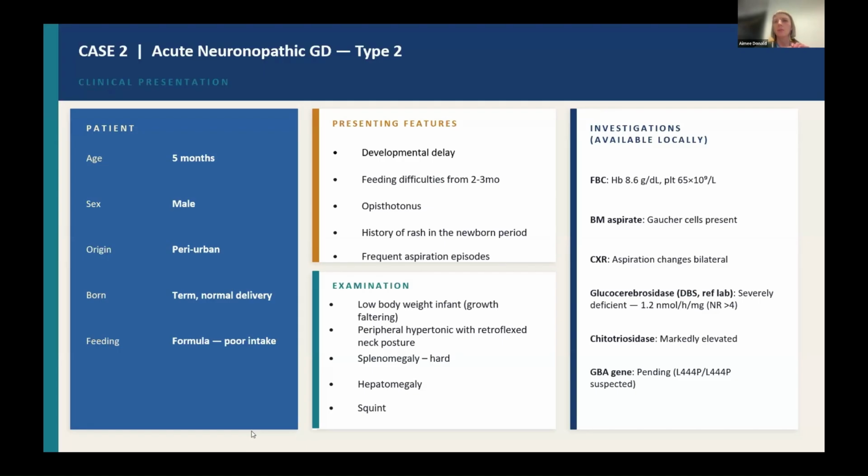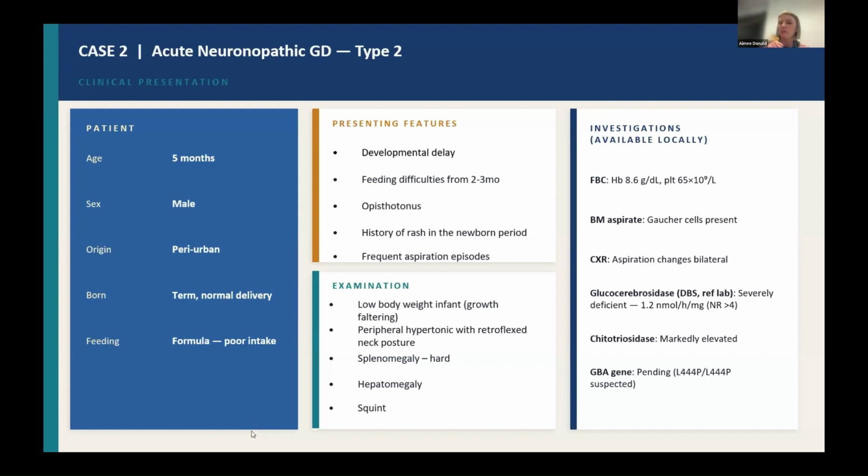And when you examine this little boy, they're incredibly small. So this is a very low body weight baby, clearly growth faltering, the kind of baby that you start to unwrap the clothes and there's this tiny little emaciated baby underneath.